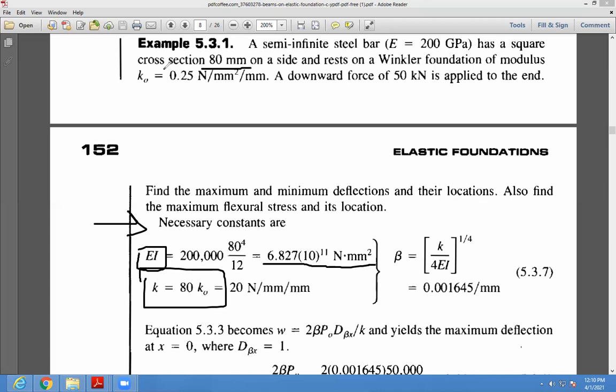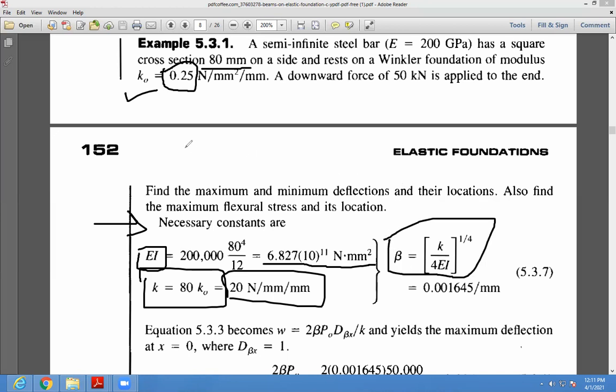K naught is given as 0.25 in mm, Newton per mm square per mm. So 80 multiplied by 0.25 is 20. Yes. Right. Now the next term that we have to find out is beta.